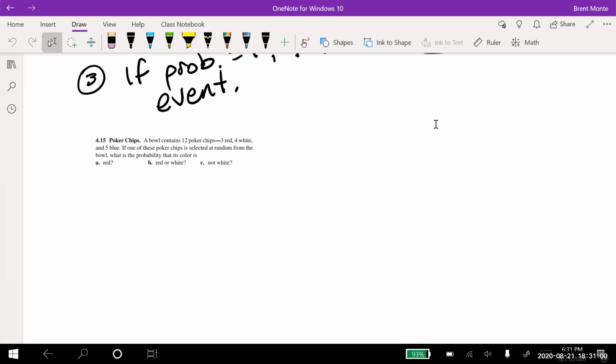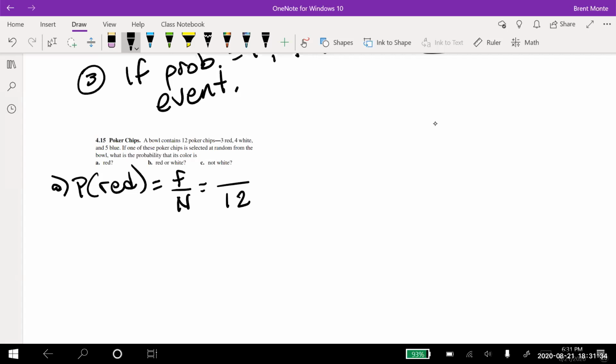If one of these poker chips is selected at random from the bowl, what is the probability the color is red? I'm going to do a little sneak preview, and we're going to write P of red. That's going to stand for the probability it's red. They actually don't define P of something until a later section, but I think that's clear enough. Well, guess what formula we're going to use? Since we only have one formula, you're right, it's F over N. Remember, N, and notice that's capital N, is population size. So N is the number of poker chips that are in there, in this case 12.